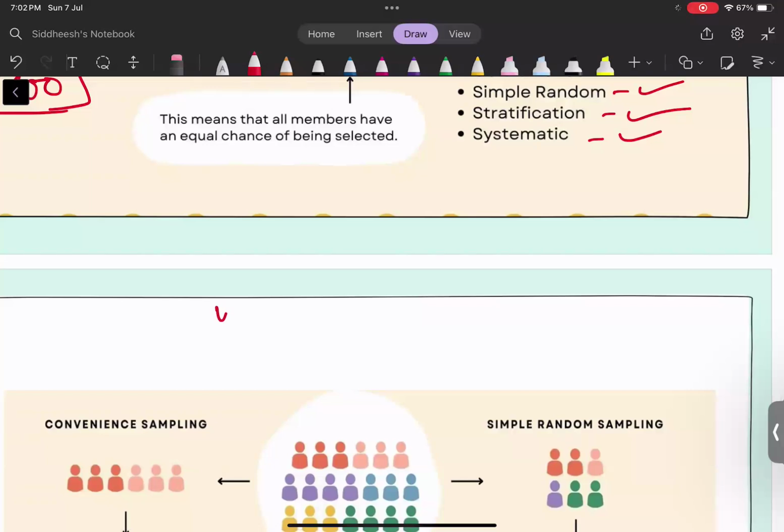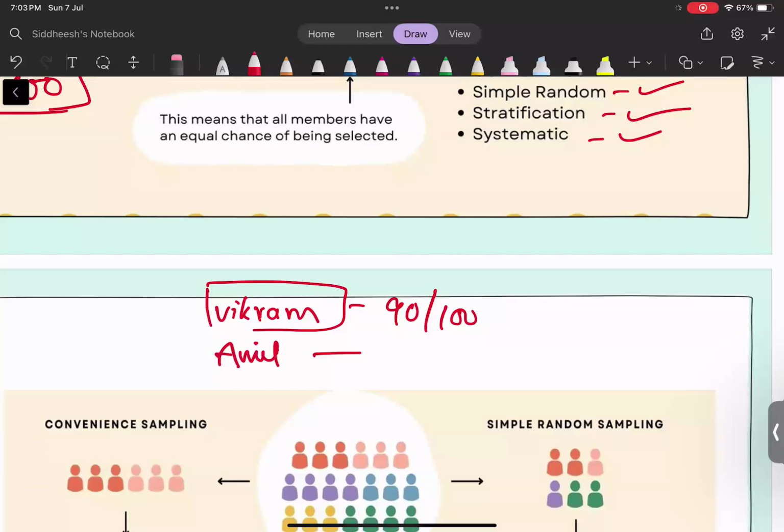Now suppose, Vikram, in your class, you score 90 out of 100. One of your friends, suppose Amit, scored around 70 out of 100. But on the basis of your score, I am taking you for the internship. I'm not taking Amit. So I'm creating a bias here. Okay, Vikram is more intelligent, so less power, less investment will be there for Vikram to learn the new techniques. That is what bias is.